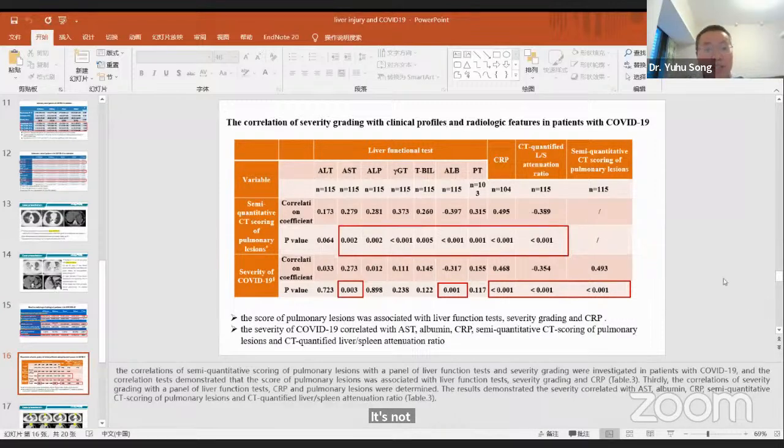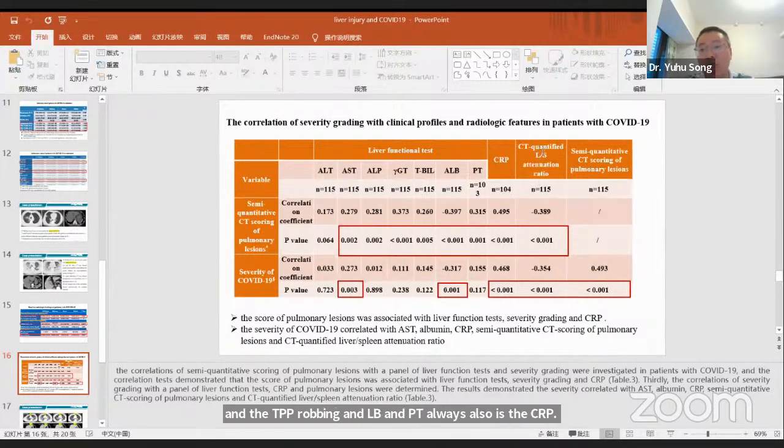Okay. With the same quantitative CT score of the primary lesions, we can see positive correlations with AST, ALP, GGT, total bilirubin, LDH, PT, and also CRP, and also positive with the CT quantification of the liver to spleen attenuation ratios.